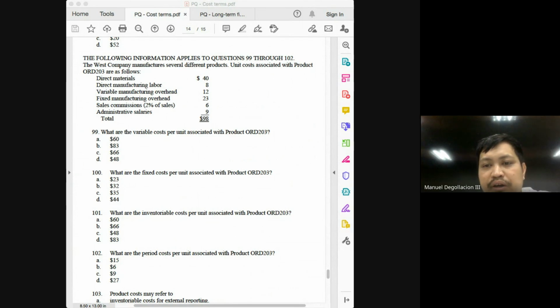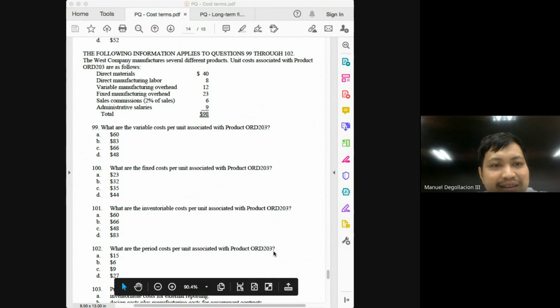Same kind of problem. What is the variable cost per unit? Again, don't forget to include variable period cost. So 40 plus 8 plus 12, that's 60, and 6. That would be 66. So the answer would be 66.